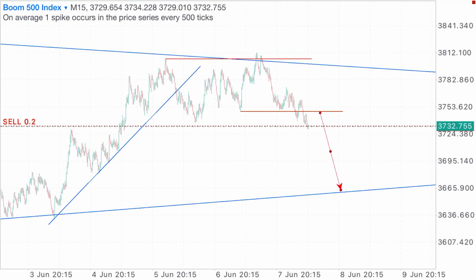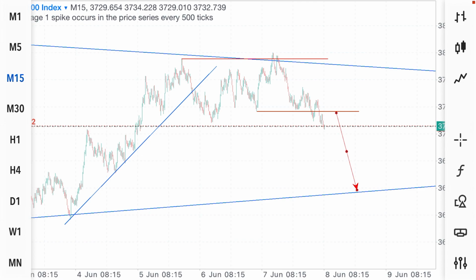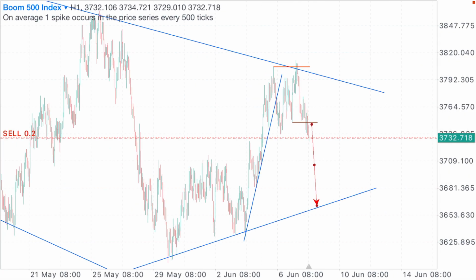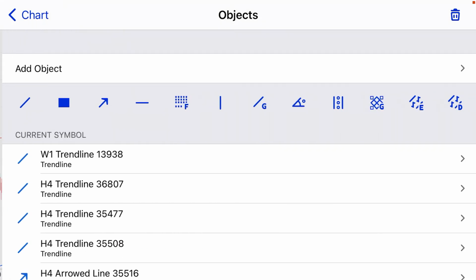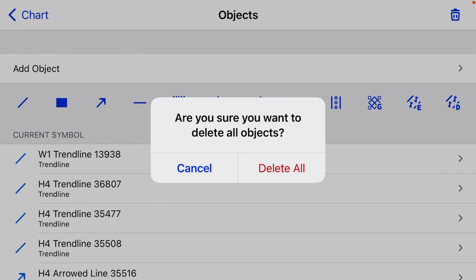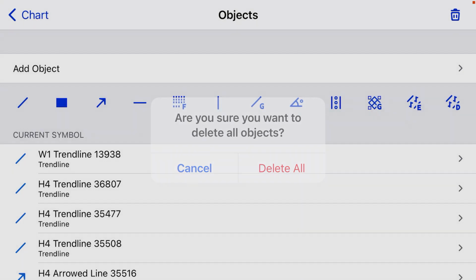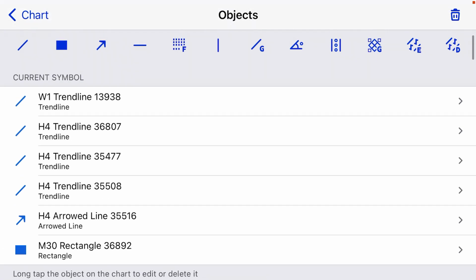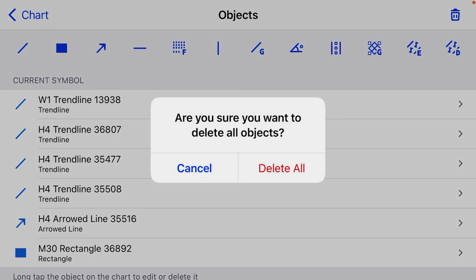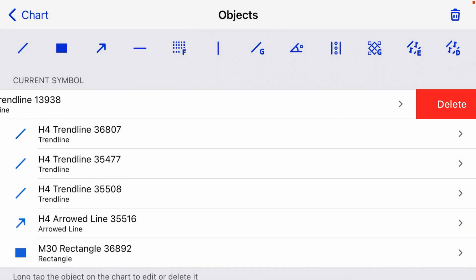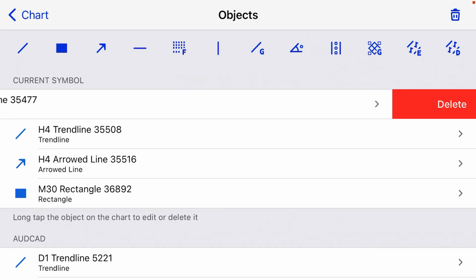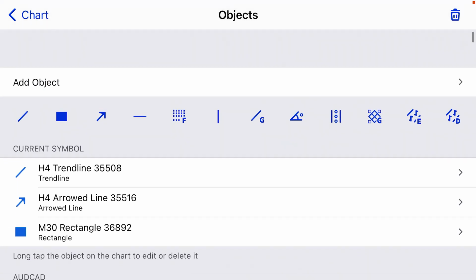Good day, guys. So this is a Boom 500. Let me take out all the analysis I've made already.